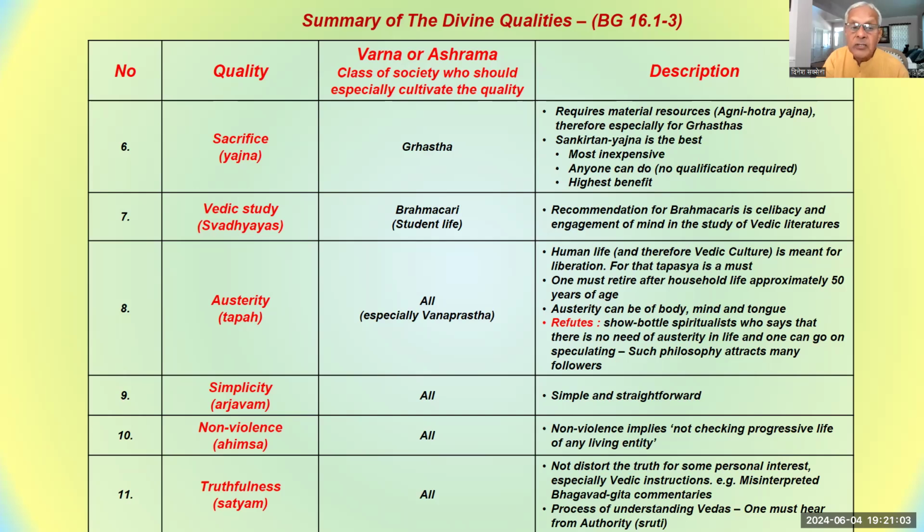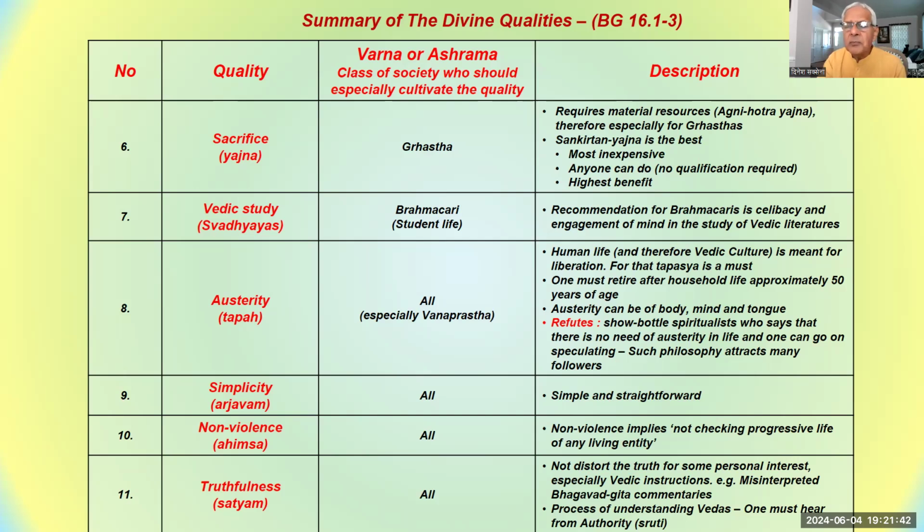And then this is also a yajna, austerity. Austerity, tapah, all, especially vanaprastha. Human life and therefore Vedic culture is meant for liberation. For that, tapasya is a must. One must retire after household life, approximately 50 years of age. Austerity can be of body, mind, and tongue. Refutes so-called spiritualists who say that there is no need of austerity in life and one can go on speculating. Such philosophy attracts many followers.